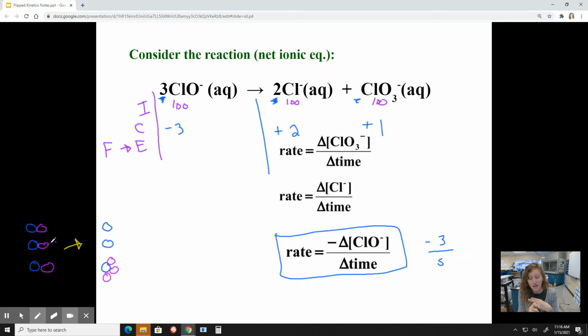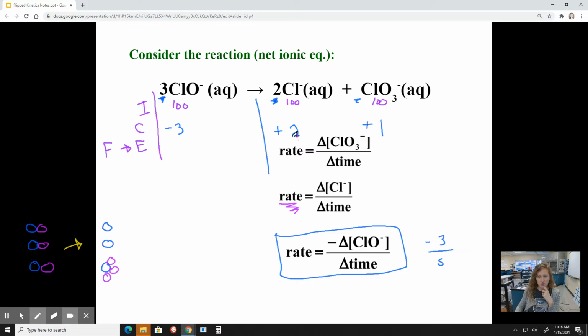So the molecules you have to be really careful of. The molecules, you need to look at the coefficients to figure out how many molecules are being consumed, how many molecules are being made, because the number of molecules might actually change. And that's what kind of throws our rate off.